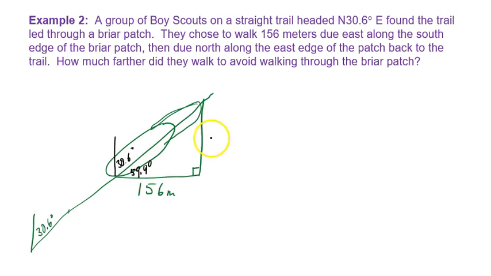And I'm going to need to find both the distance that they walked along the edge and the distance that they would have been through the briar patch to be able to answer the question. So I'm going to call those x and y just so I have something to work with in the equation. So first of all, I'm going to find x. And looking at this triangle, x is my opposite side. I don't have my hypotenuse. I do have my adjacent. Opposite and adjacent go with tangent. So I have tangent of 59.4 is x over 156.